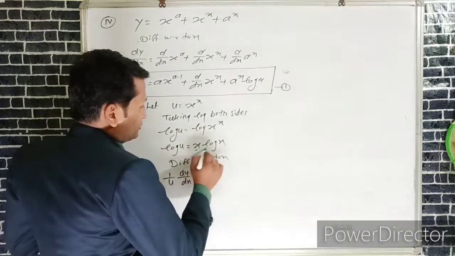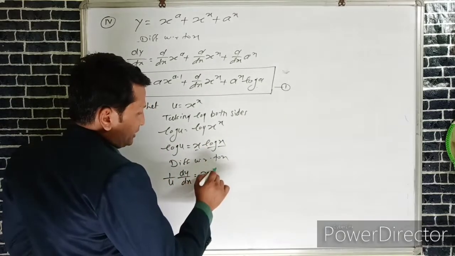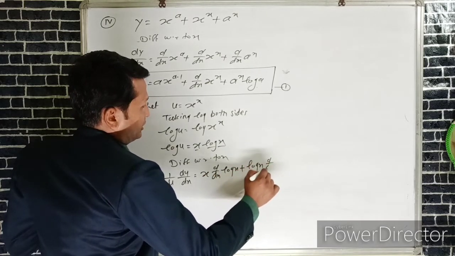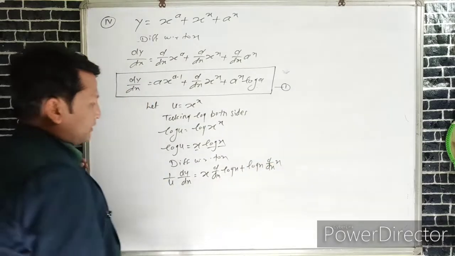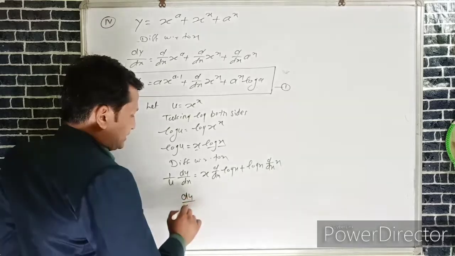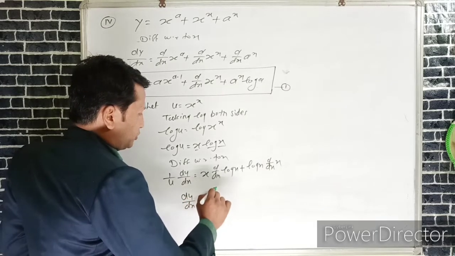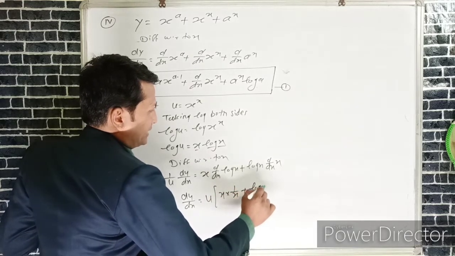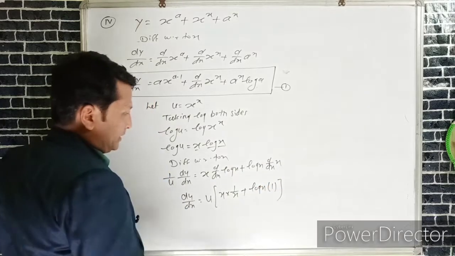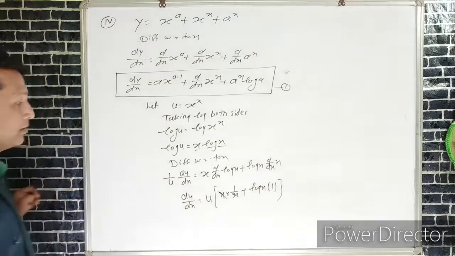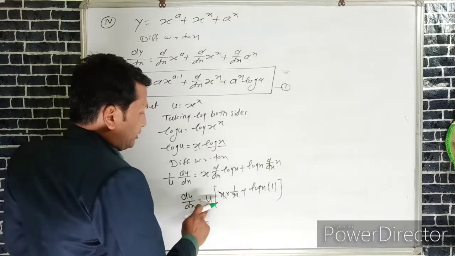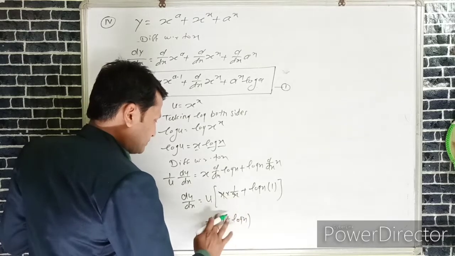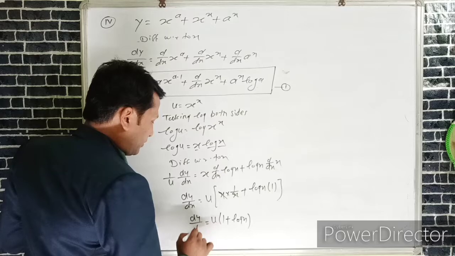Here x and log x are two multiplied functions, so we write x into the derivative of log x, plus log x into the derivative of x. If we shift u to the right side, then we can write u into, x into the derivative of log x which is 1 by x, plus log x as it is, the derivative of x is 1. Here x cancels. We can write u into 1 plus log x, which is the value of du upon dx.